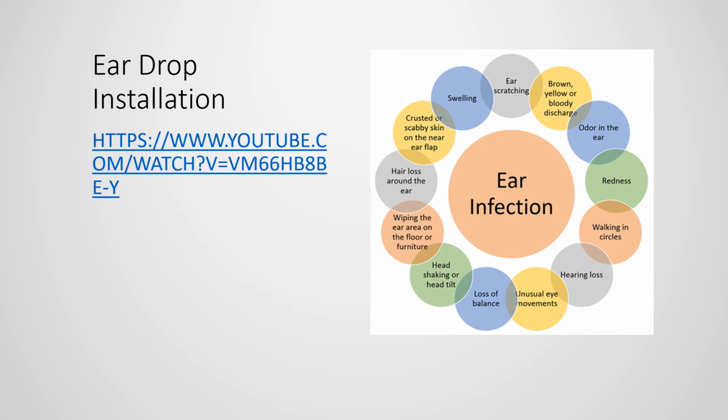So just an idea. So the hair loss, can't explain that. Wiping the ear area on the floor or furniture, that sounds like something a pet would do. I don't think we would typically do that. Okay, there you go. So just remember, there's different parts of the ear, right? Outer ear, middle ear, the cochlea, and the vestibular system, plus the eustachian tube.